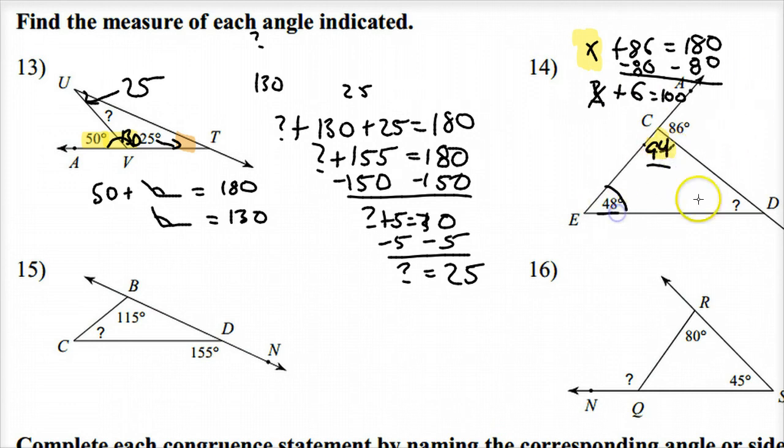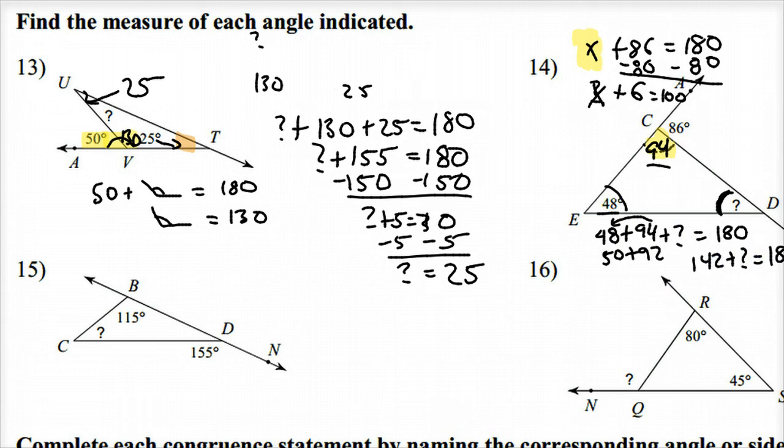Now I have 94 and 48, and I got to find this third one. All right, well, those three add up to 180. So we got 48 plus 94 plus question mark equals 180. So let's see, we got 48 and 94. That's the same as 50 plus 92. I just took 2 from this one and put it over there. And that would give me 142 plus question mark equals 180. Doing again that backwards math when you subtract here. Minus 140 would be 40. So minus 142 is going to be 38. So the question mark is 38.